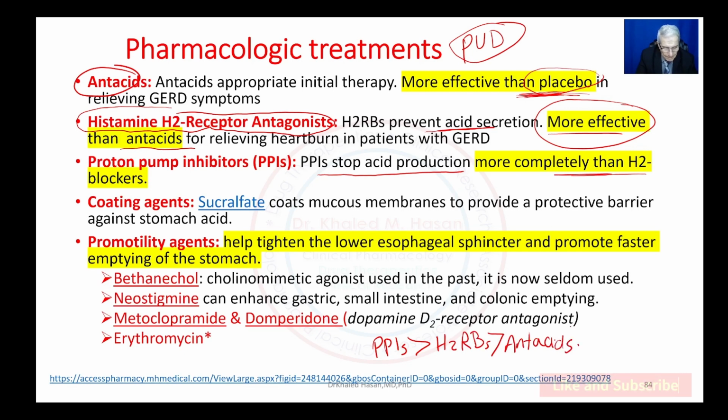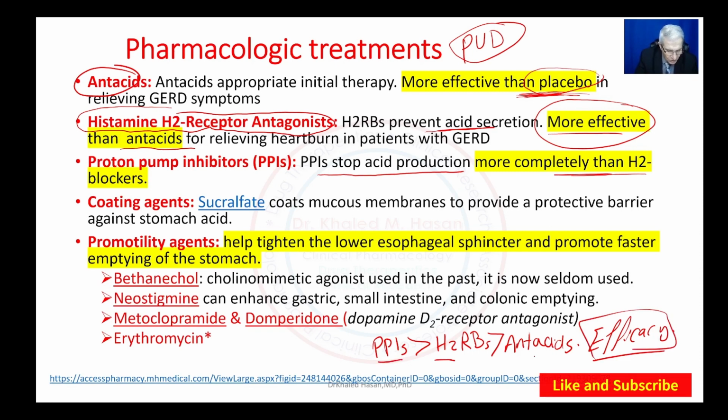Okay, so this is the efficacy. We are talking about the efficacy of the medications. Which one is more effective? PPI, H2 blocker, and antacid. Sometimes we can use a coating or protective agent such as sucralfate, to provide a protective barrier against stomach acid.